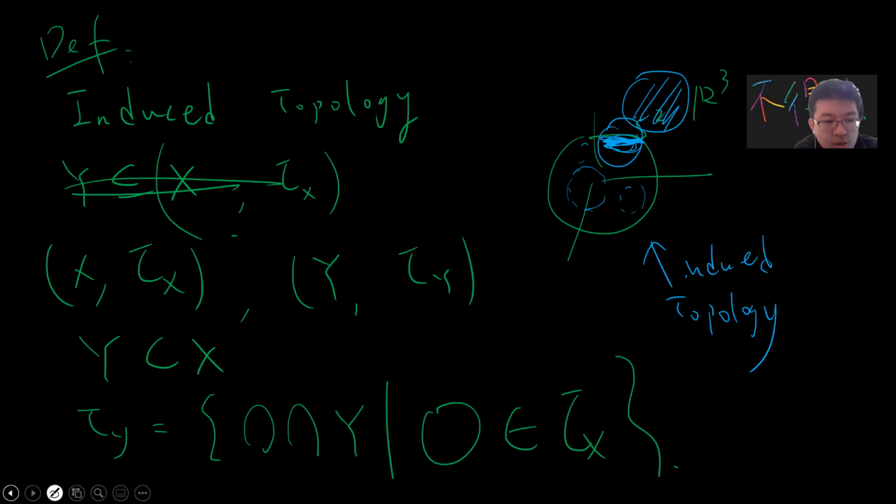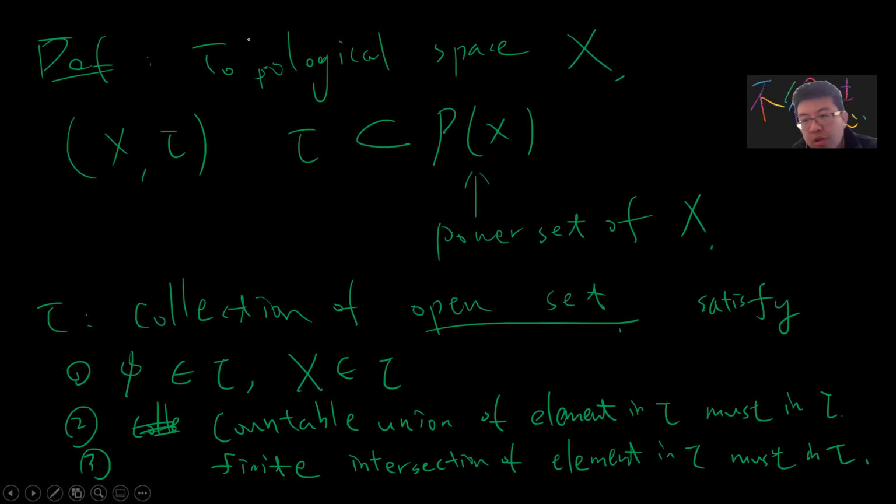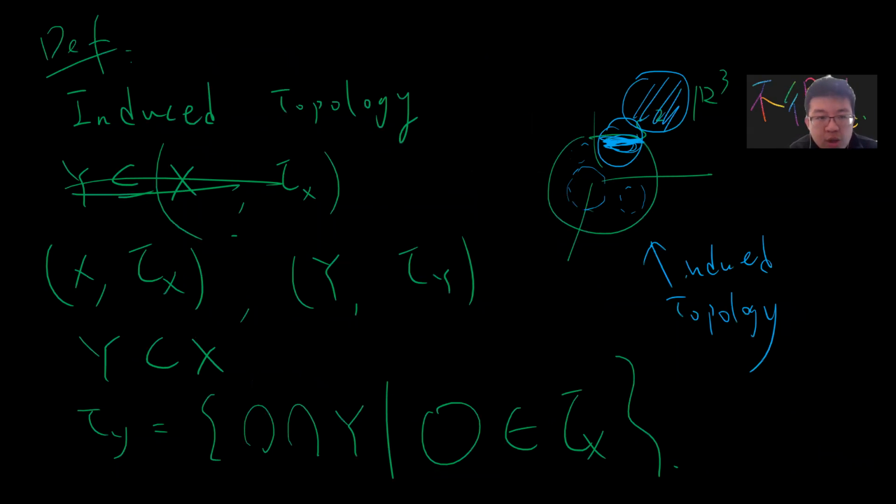Let me quickly review that previously, for a topological space X, you have some subset of the power set, and you claim that these are what people call open sets, satisfying three properties: the empty set and the whole space belong to the collection, and the countable union and the finite intersection of open sets are open sets. Hopefully this is okay.